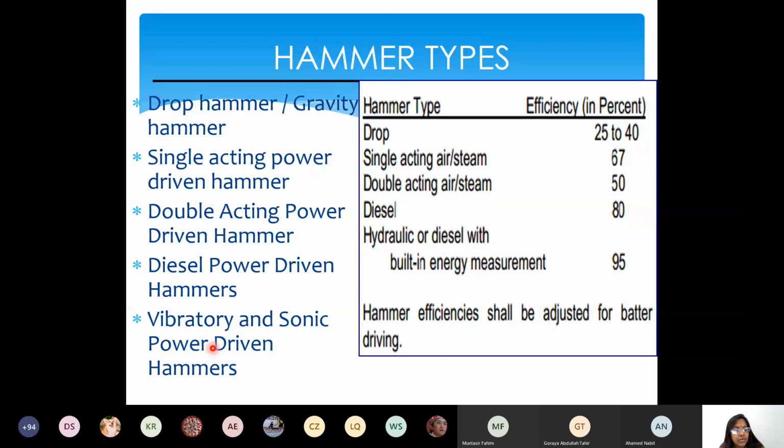What else? Vibratory and sonic power driven hammers. It's not given here, but it's one of the classifications among the hammers. But the best performing one out of all of them is hydraulic or diesel with built-in energy measurement.